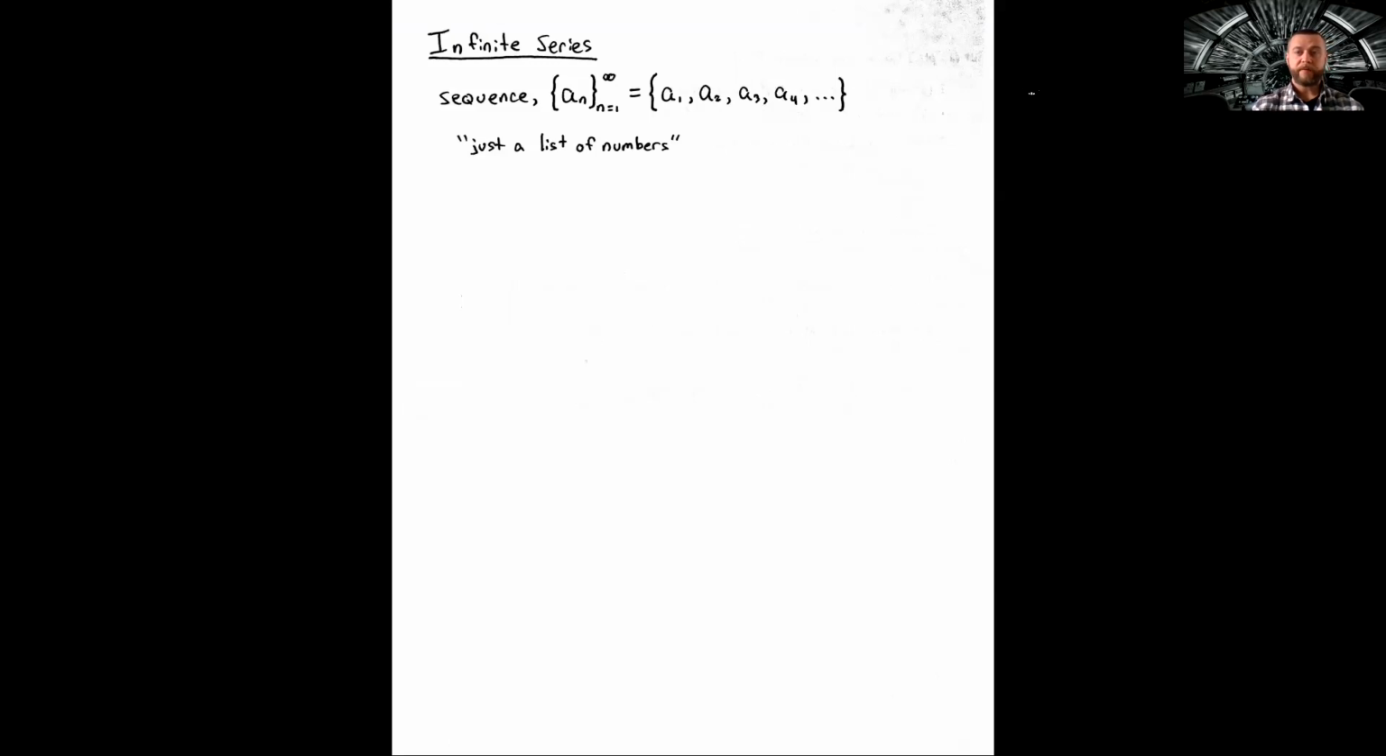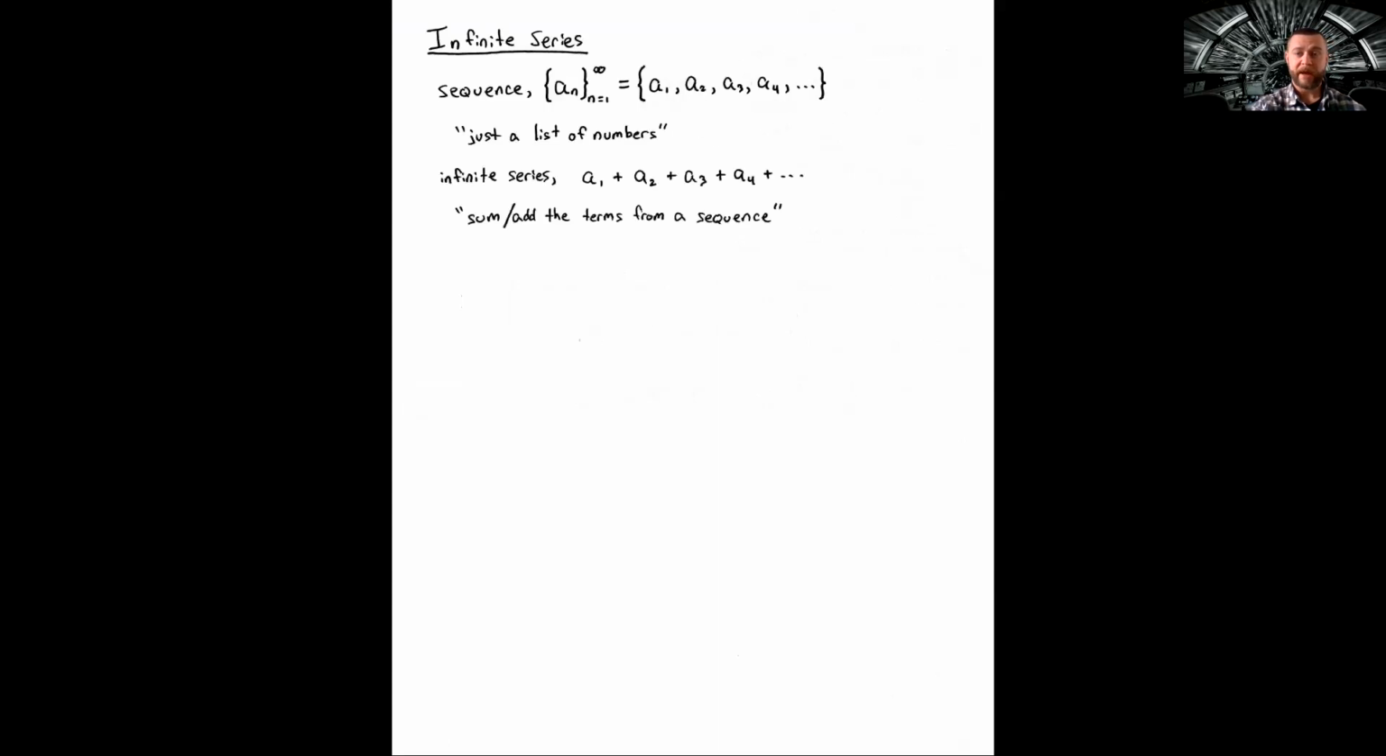All right, we left off in the last video, or our last class, introducing what we were calling a sequence, which was basically just a list of numbers. How we're going to transition from a sequence into what we're going to define as an infinite series is, instead of just listing these numbers, we're going to add them up. So if we have terms in our sequence, A1, A2, A3, A4, and so on, we add them all up, A1 plus A2 plus A3 plus A4 forever, and that will give us what we're going to call an infinite series.